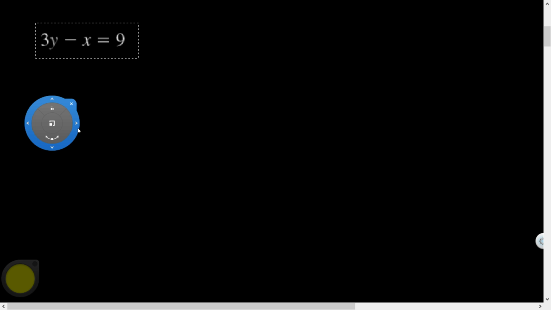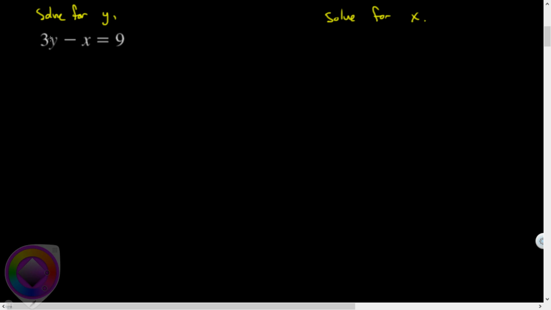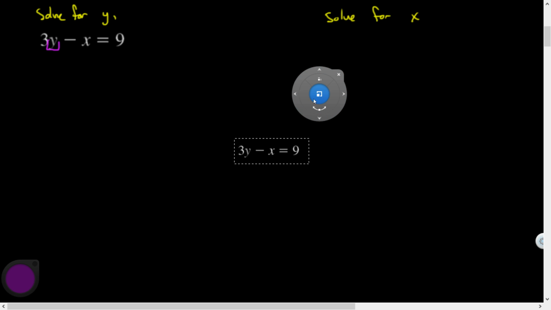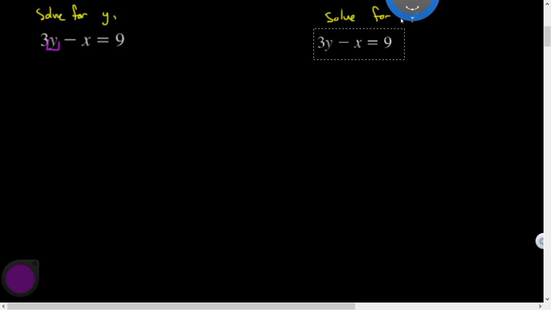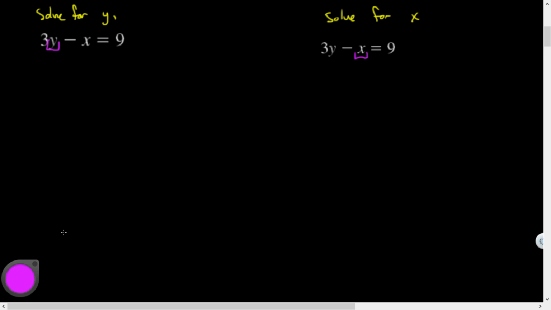Here we go. So I'm going to solve. Say this said solve for y. And then over here, we'll actually do the same thing: solve for x. Okay? So, here we go. If I want to solve for y, and over here I'm going to solve for x.